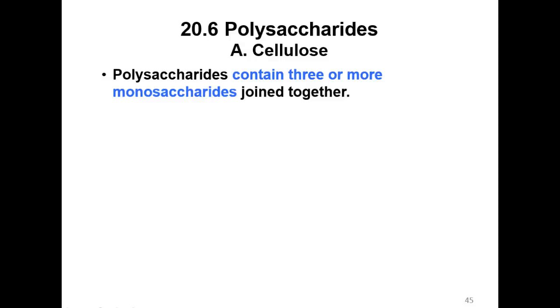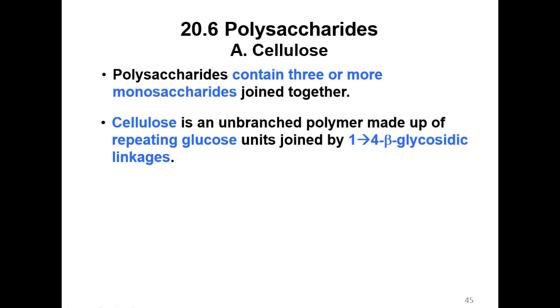All right, the polysaccharides, the first class we'll talk about is cellulose. Polysaccharides basically contain three or more monosaccharides joined together. So it's not a monosaccharide, it's not a disaccharide, it's what we call polysaccharides. There are a lot of them joined together. Cellulose is an unbranched polymer made up of repeating glucose units with a 1,4-beta glycosidic linkage.